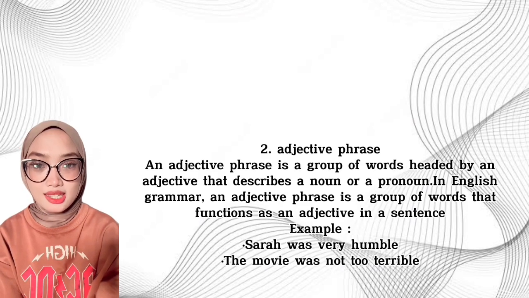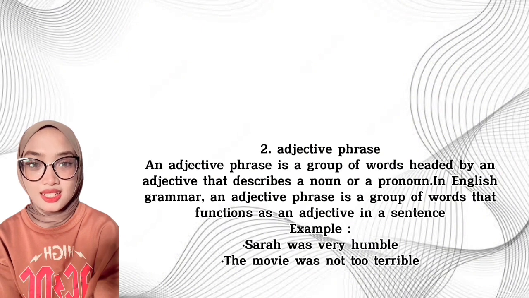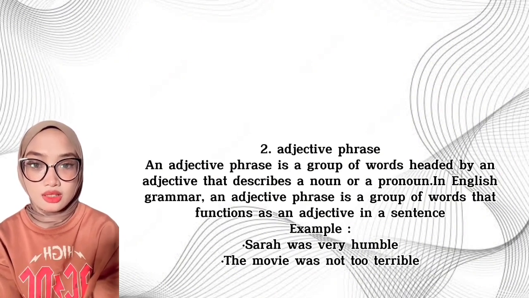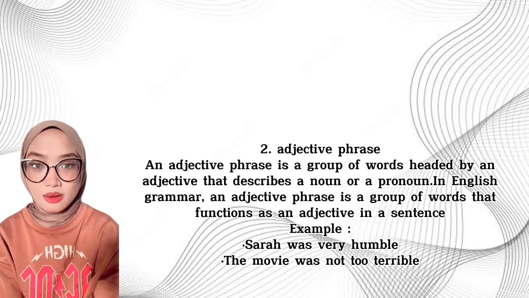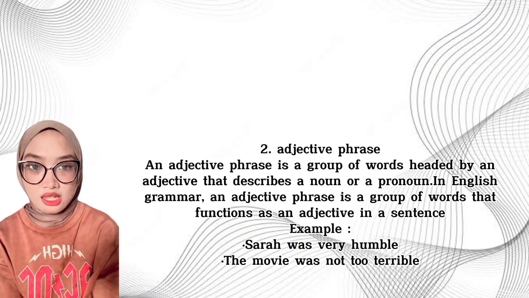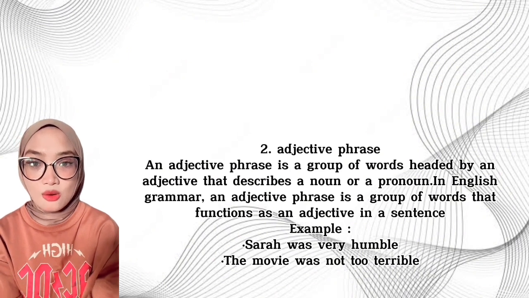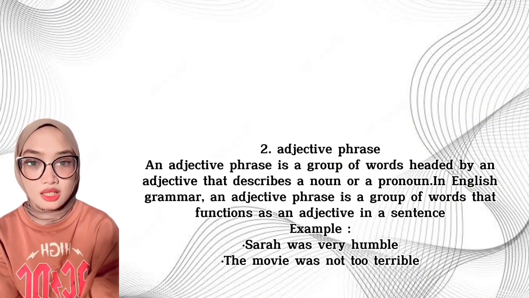An adjective phrase is a group of words headed by an adjective that describes a noun or a pronoun. In English grammar, an adjective phrase is a group of words that functions as an adjective in a sentence. Example: Sarah was very humble. The movie was not too terrible.